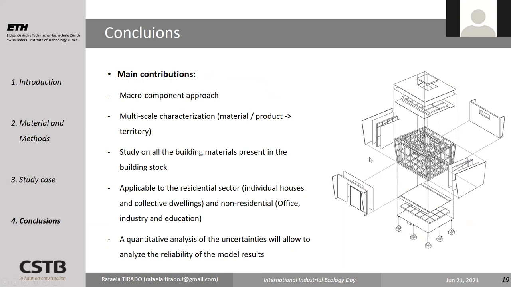Some conclusions for this model. In fact, my contributions are several. First of all, because we are doing a macro component approach, we have a very detailed description of buildings in the territory. This bottom-up description allows us to have different scales of description for the stock and for the flows of resource. We are studying not only the residential sector, we are studying the non-residential sector too. For this model, we are doing a quantitative analysis of uncertainties that will allow us to analyze the reliability of the model results.